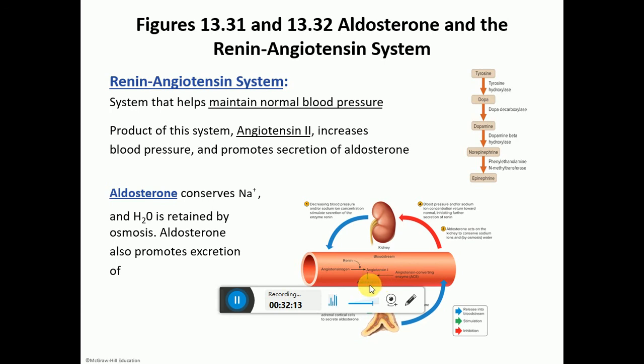Now angiotensin 2 is going to do a couple of things. It is going to increase the amount of aldosterone released in the system, and it is also going to lead to vasoconstriction of the blood vessels. Both of these actions will hopefully increase the blood pressure back to normal.